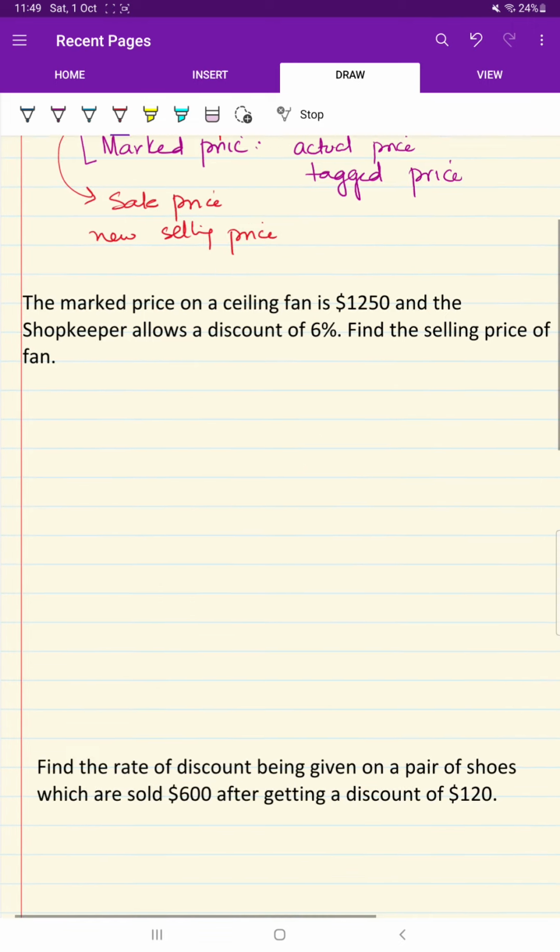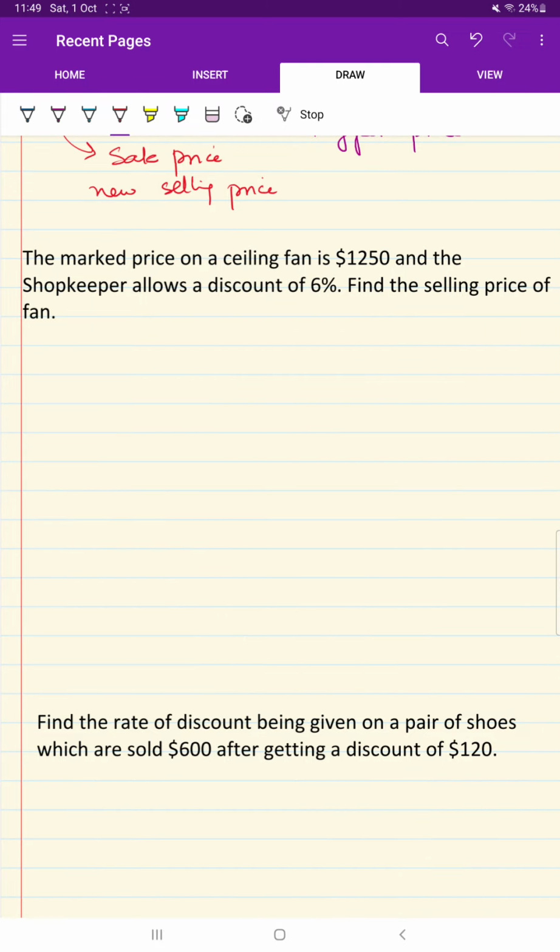Let's do a few simpler questions first. The marked price on a ceiling fan is $1250. Marked price means the price which is there on the tag, and the shopkeeper allows a discount of 6%. So that means out of 1250, I am not paying 6%, I am only paying 94%.